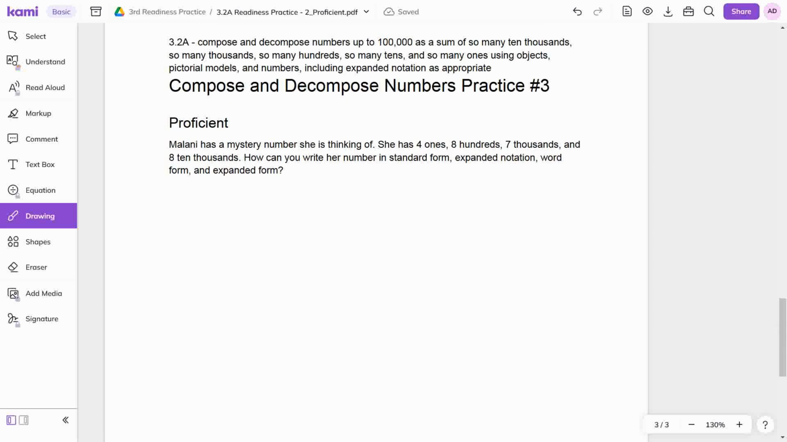For our third problem, we are looking at what Milani has here. She has a mystery number. We need to write her number in a whole bunch of different forms. Well, let's first figure out what her number is. It looks like I've got ones. It looks like I've got hundreds. So it looks like we're just going to skip over the tens. We're going to have ones, tens, hundreds, thousands, and 10,000s. Okay. So 8.